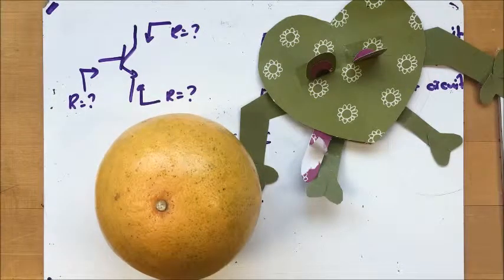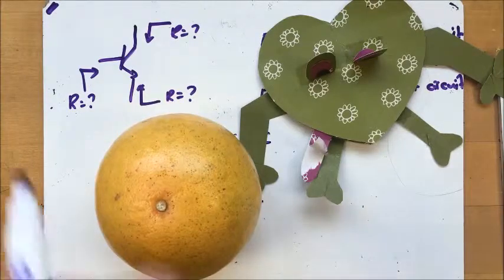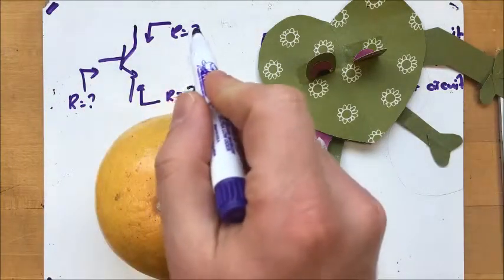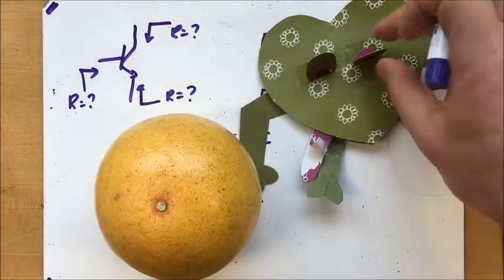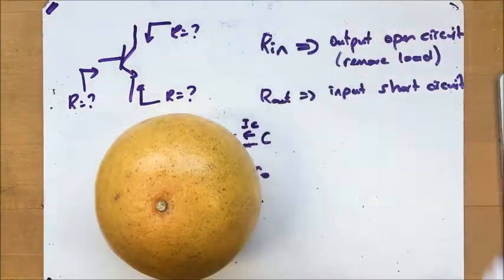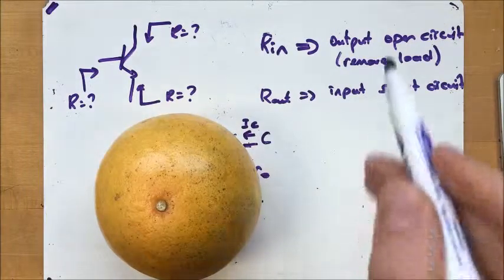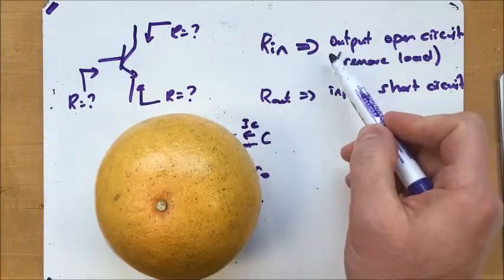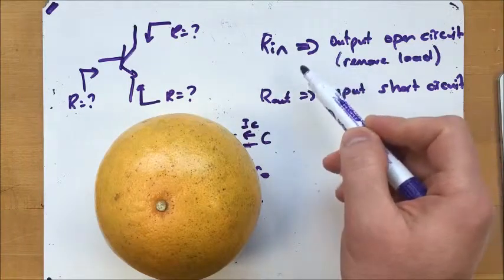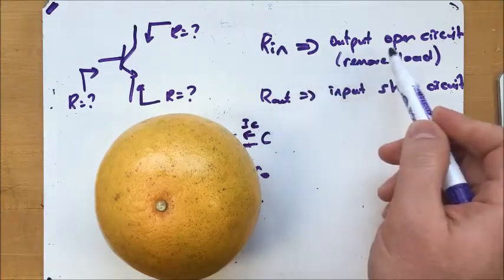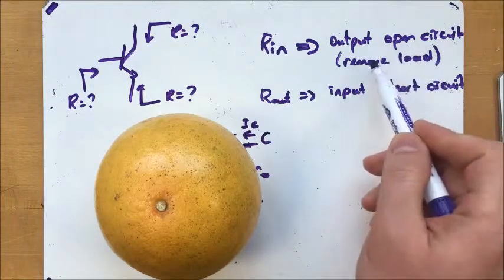Okay, input and output resistances of a bipolar transistor. What is the input resistance and output resistance from collector or from emitter? So, how do we do the input and output resistances? For the input resistance, you connect the voltage source and look at the current from there, but you keep the output an open circuit. That means you remove the load.